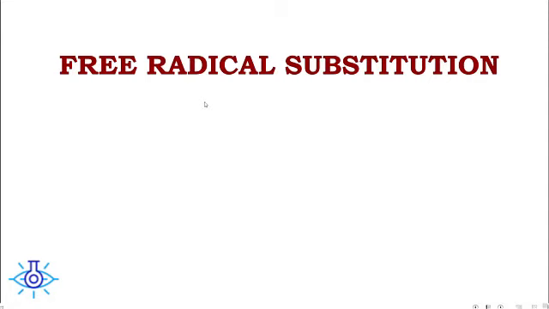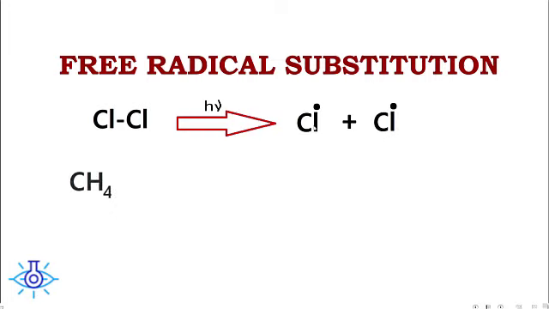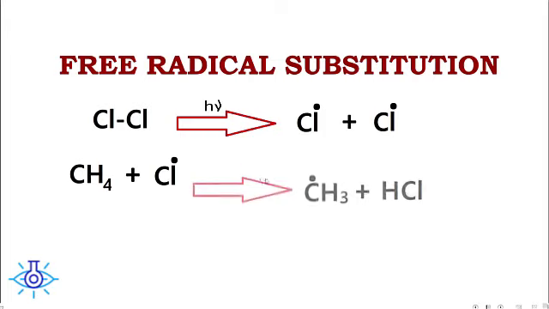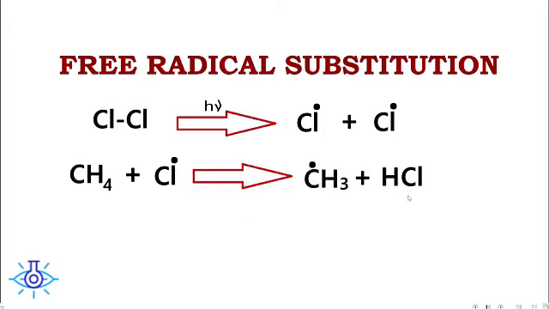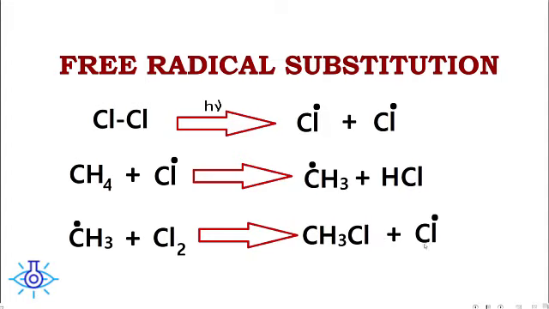Next is the free radical substitution reaction. This is a molecule of chlorine. When chlorine molecule is exposed to light, it undergoes homolytic cleavage, resulting in the formation of chlorine free radicals. Each chlorine free radical can attack the organic compound methane, a saturated compound, to give you methyl free radical and HCl. This methyl free radical in turn can attack another chlorine molecule and form methyl chloride with the elimination of a chlorine free radical.